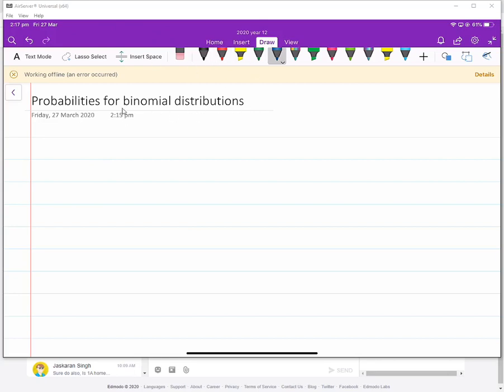Hopefully you have completed the work on Bernoulli trials and seen that in a Bernoulli trial, the probability that X is equal to 0, we notated as Q, the probability of a failure. And the probability that X is equal to 1 is P, the probability of success. So we gave a 1 for a success, or a 0 for a failure.